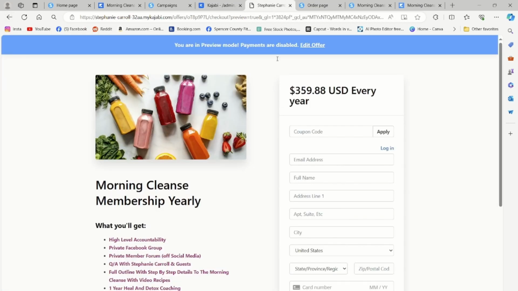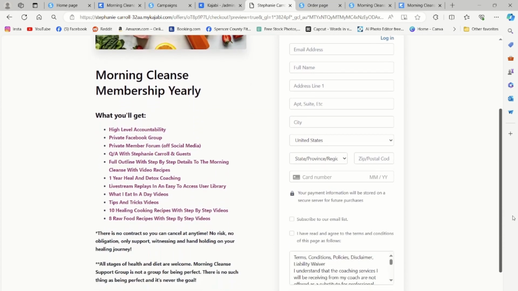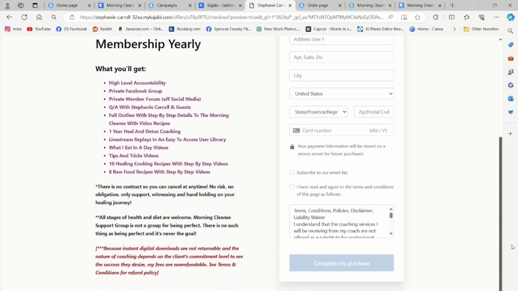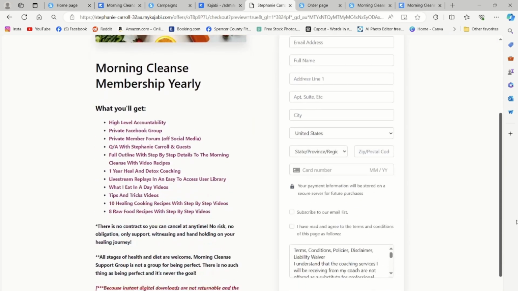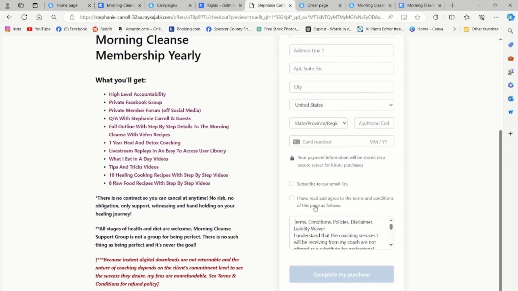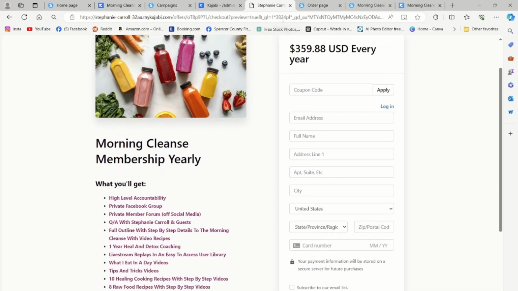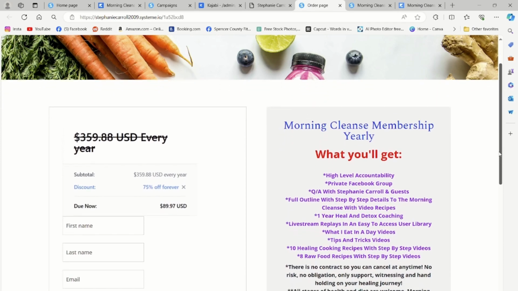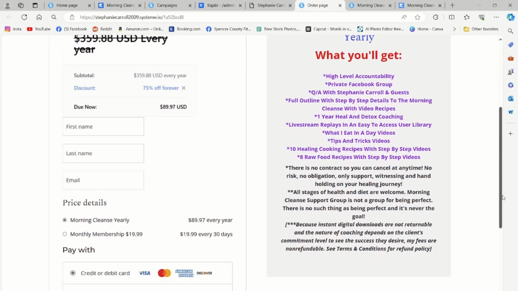Now, here is the checkout page and what it looks like. This is what the checkout page looks like on Kajabi. Very nice. It was very easy to put together. You have your little terms here, and this was easy to put together. It was a little bit harder in System E to put all this together, but I did figure out how to put it together. Here's my checkout page on System E.